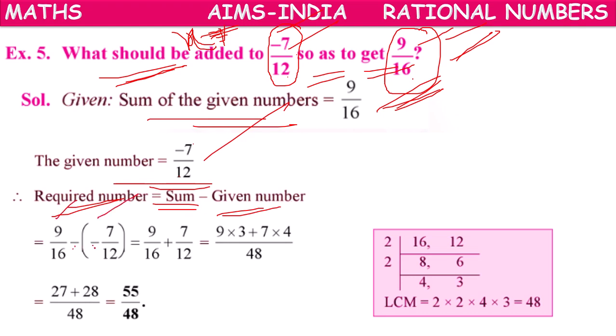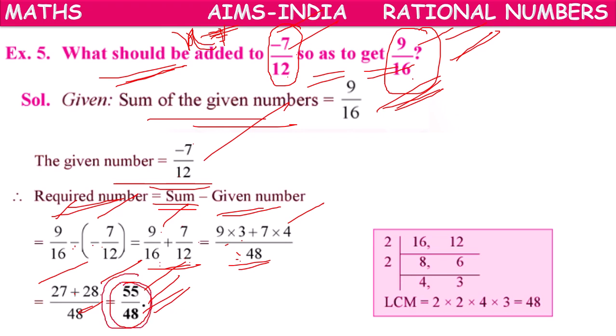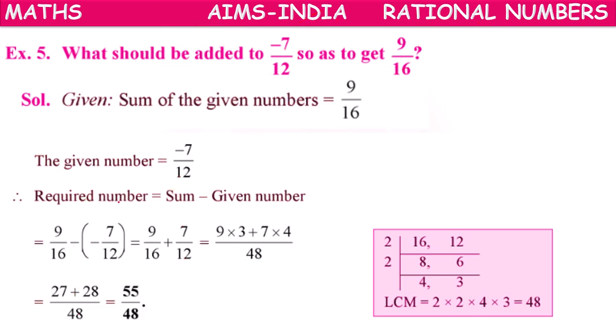So here minus of minus means plus. 16, 12 LCM 48. 16 3 times 3 into 9. 12 4 times 4 into 7. So 9 3 times 27. 7 4 times 28 by 48. 27 plus 28, 55 by 48. So this is the required number.